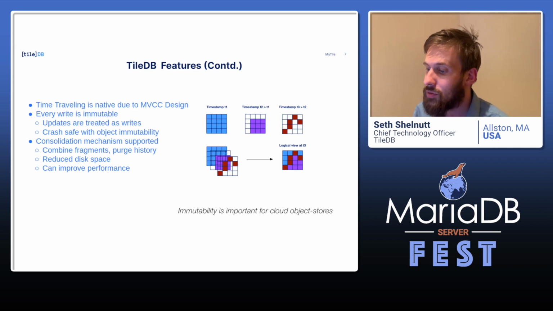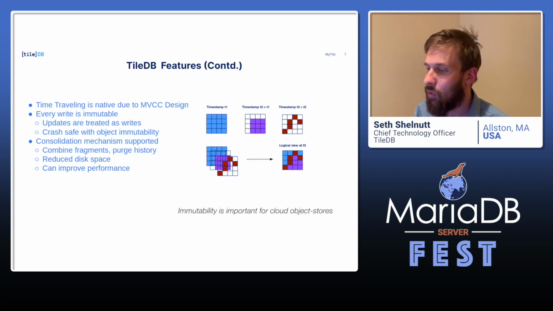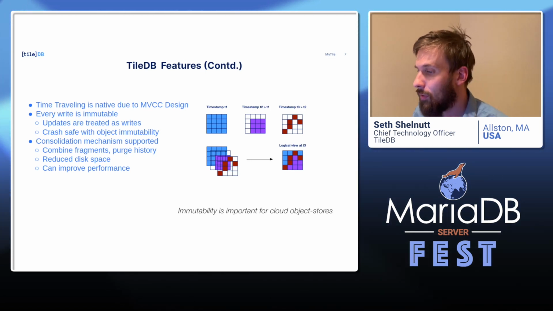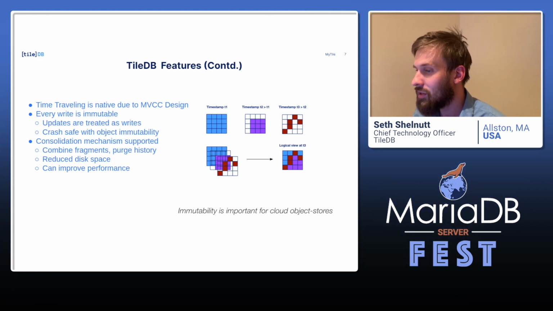Now, this object immutability is also very important with the crash safety of TileDB. So we'll talk a little bit more about the acidness in a moment, but you're crash safe based off this immutability. If a write fails, that fragment and that timestamp is simply ignored in subsequent reads.